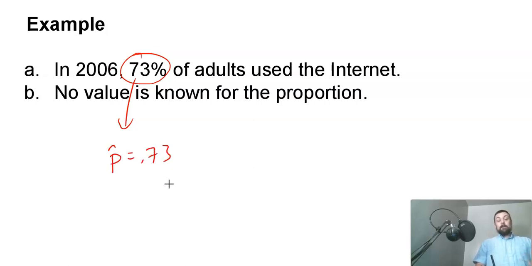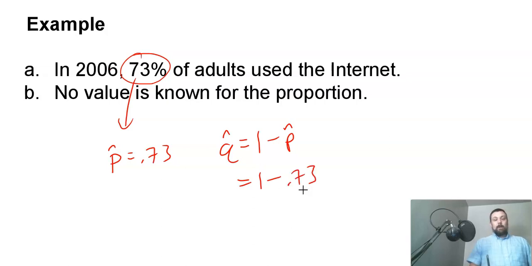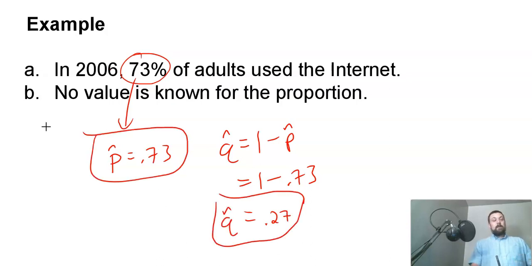So here we have an estimate, so we should use it. We have some idea of what that number is equal to, so we should use that number. Which means q hat will be 1 minus that, right? Which is going to be 1 minus the 0.73, which is going to equal 0.27, right? So q hat's 0.27. P hat is, and this is for part A, p hat's 0.73.